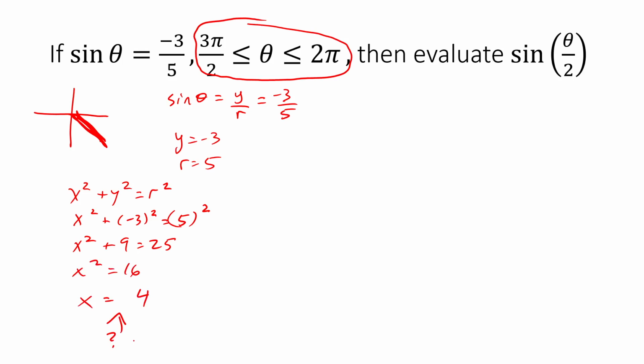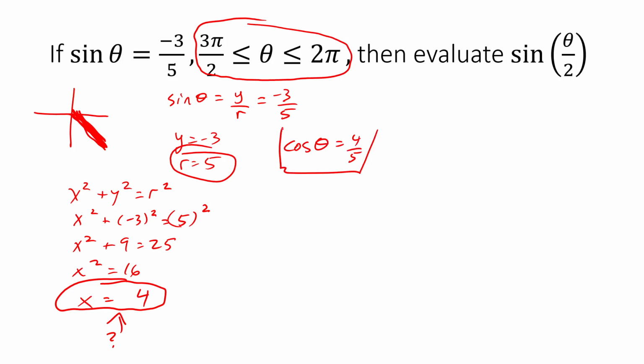we need to know, do we put a positive sign or negative sign in front of that 4? Well, to figure that out, we look back to this terminal arm. That terminal arm is to the right of the origin. x is positive, so I'm just going to leave it as x equals positive 4. We know r equals 5, so therefore we know that the cos of theta is equal to 4 over 5. Okay, that's important.